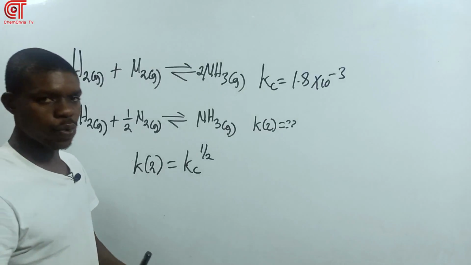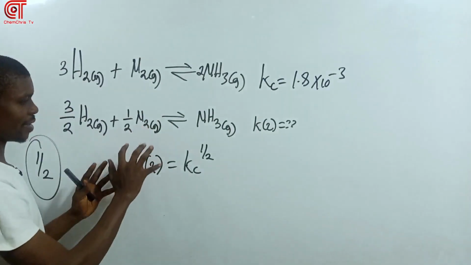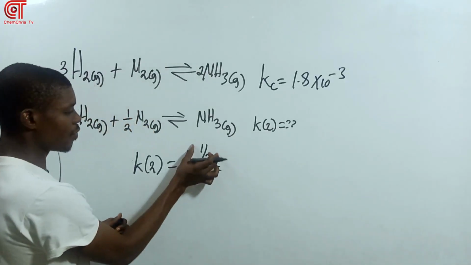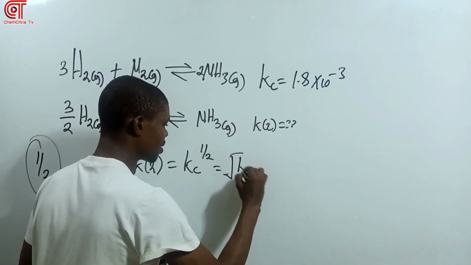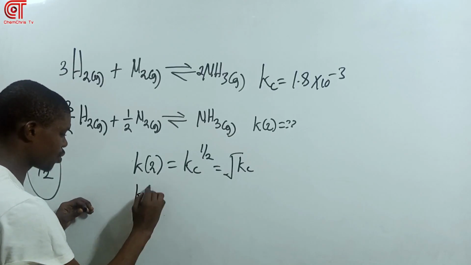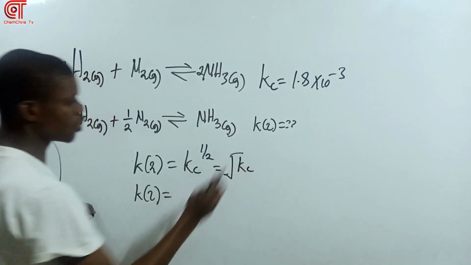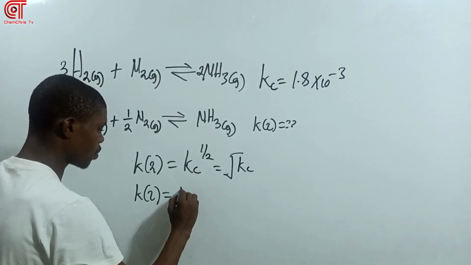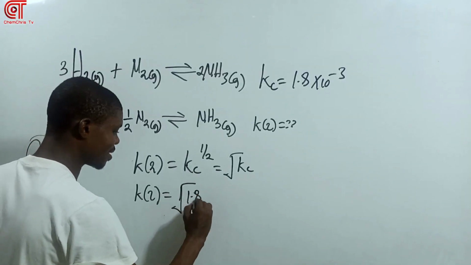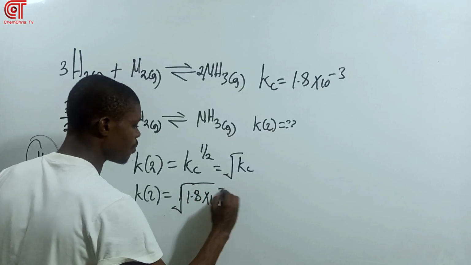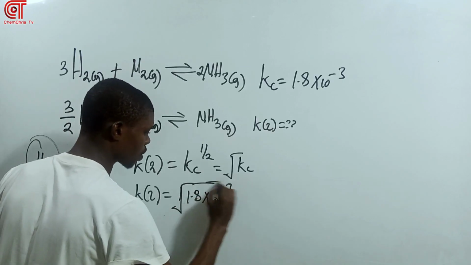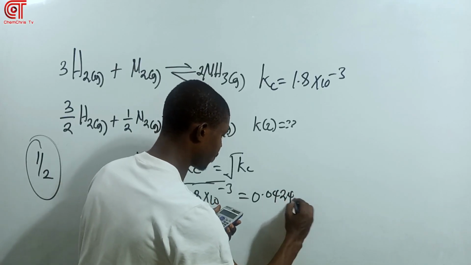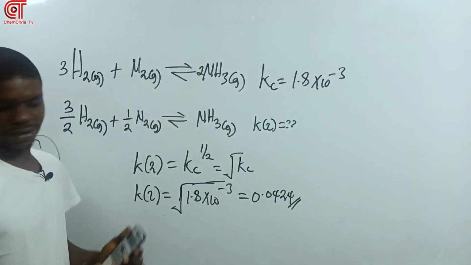So before you can solve any question, you look for the difference you get. If that is the case here, you also have the square root of Kc. So my K2, you just input your value here. You have the square root of 1.8 exponential minus 3, which is 0.0424. That is the answer here.